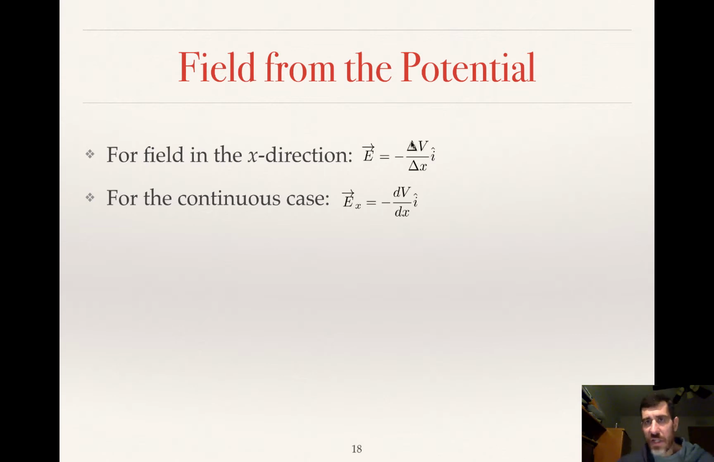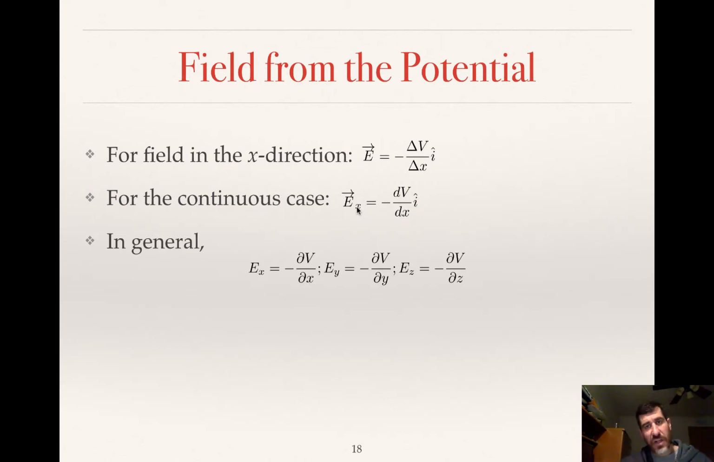And of course, for the continuous case, we take the limit as delta x goes to 0, and then this delta V over delta x becomes a derivative, dV/dx. So the x component of the electric field is going to be the negative derivative of the potential with respect to x.